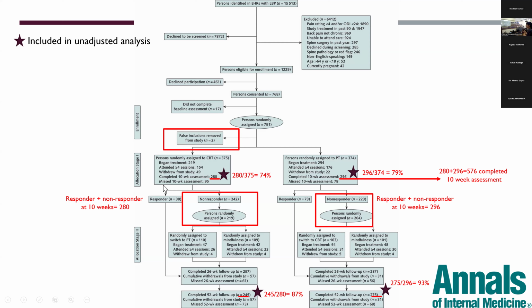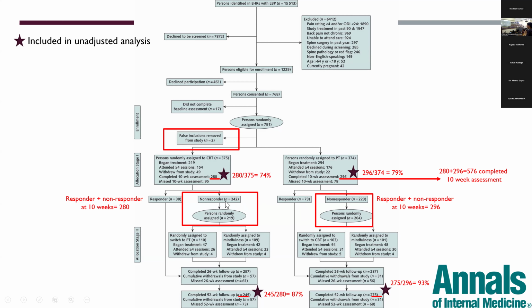Then they have randomized 280 and 296. So, the 280 they have randomized, applied this ODI and then found out who is a responder and non-responder. Again, in this 296 they have applied the ODI and pain score and found out who is a responder and non-responder. Now, they took 242 non-responders in this arm and 223 non-responders in this arm, and then they randomized them again.